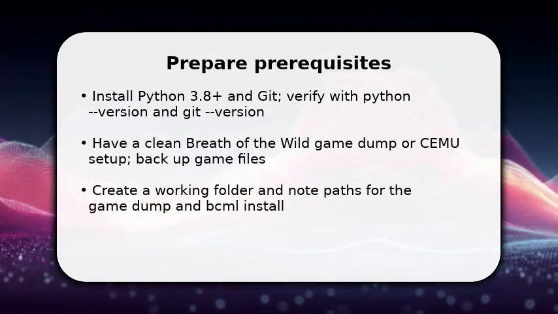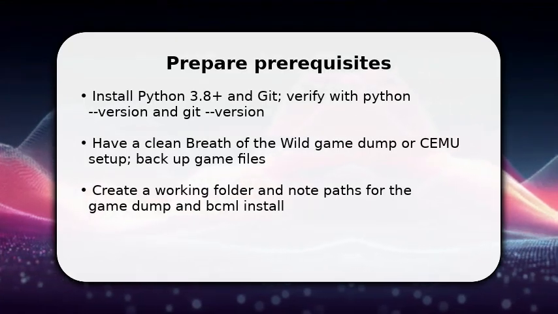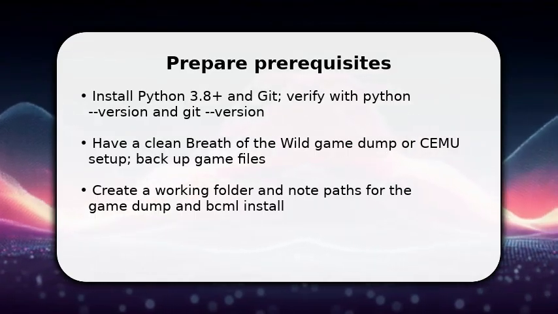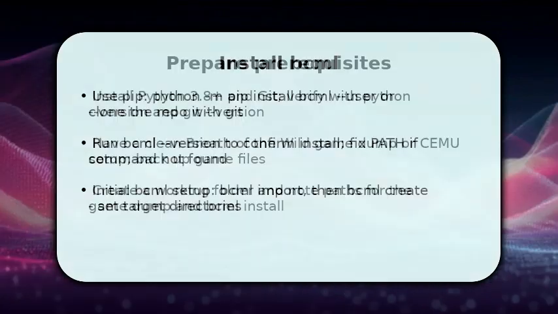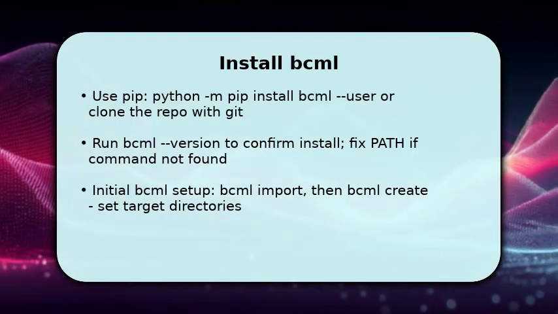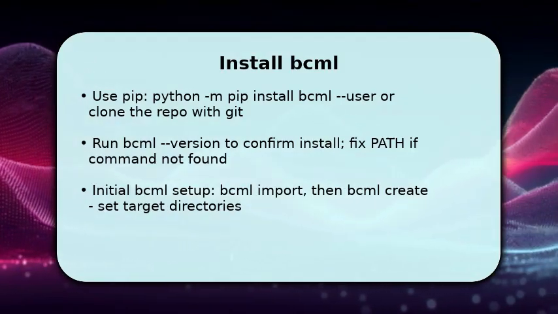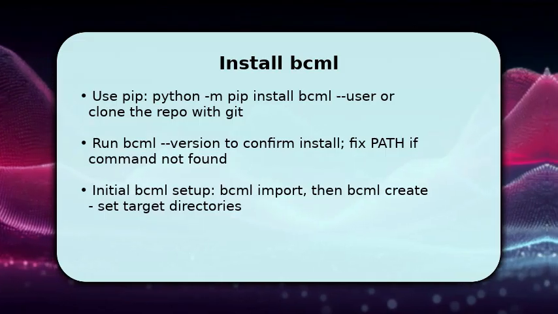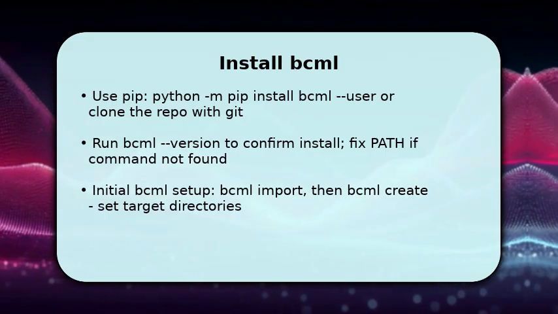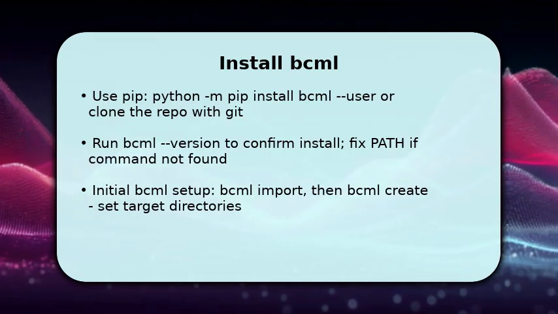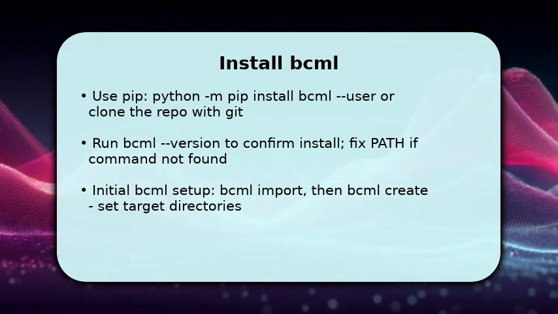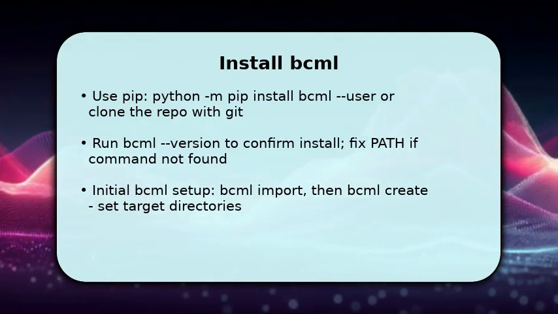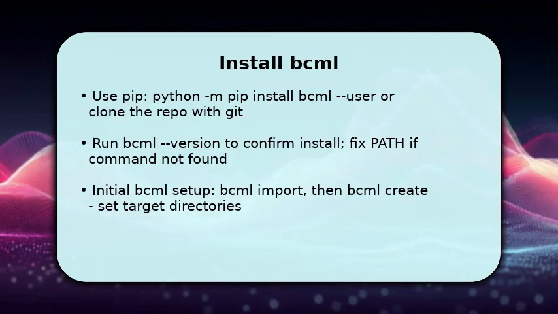These steps minimize setup errors and let you run commands without path confusion, so proceed only when both Python and Git respond correctly. Now install BCML and connect it to your game files. Use python -m pip install bcml --user or clone the GitHub repo and run setup. You choose based on comfort. After installation, run bcml --version to confirm success. If the command is missing, adjust your path or use the python -m bcml form.